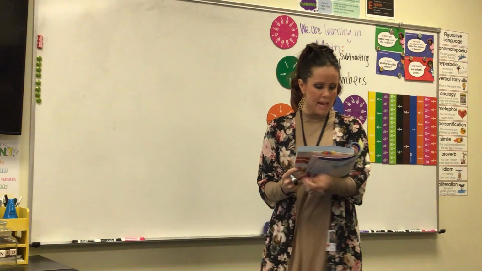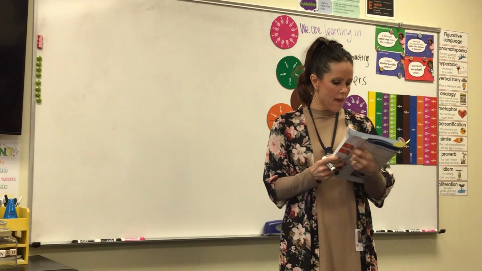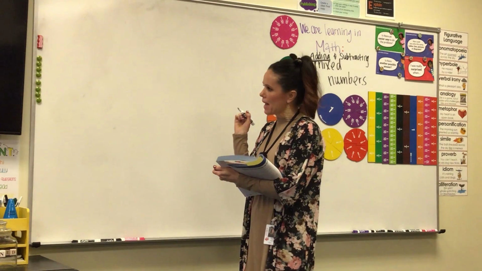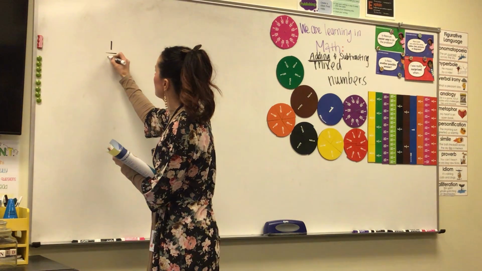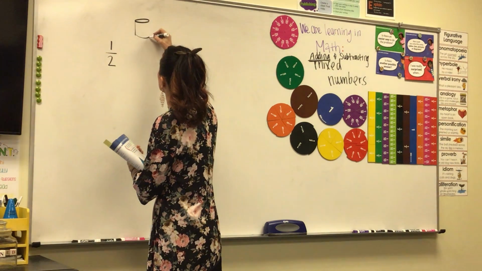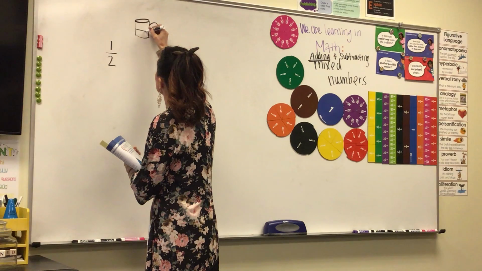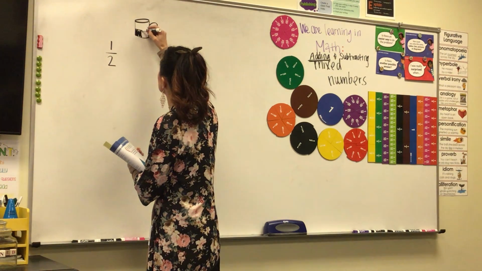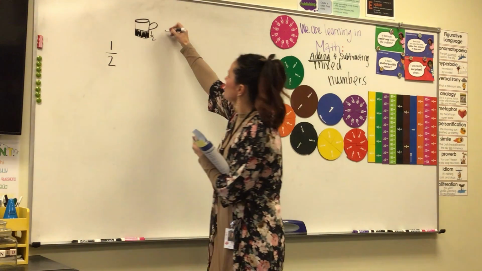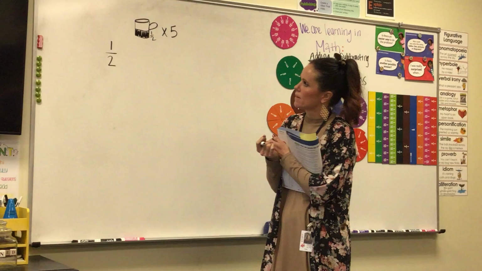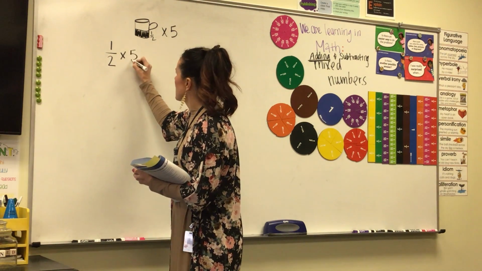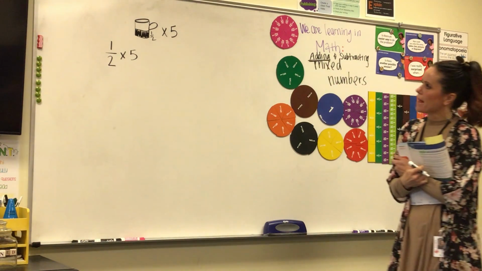Okay? The story problem says Raquel measures milk with a half cup measuring cup, and she fills the cup 5 times. So she has 1/2 of a cup, and I'll draw a little cup here. It's half full, so this is a half. Okay, and she's going to do that 5 times. So times 5. All right, now I need to figure out how to do that.